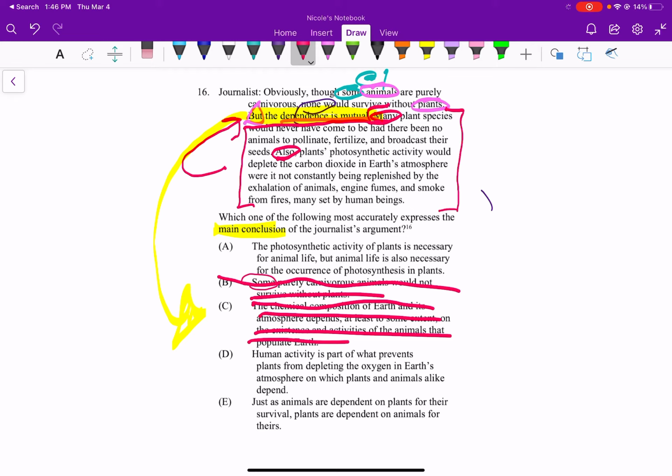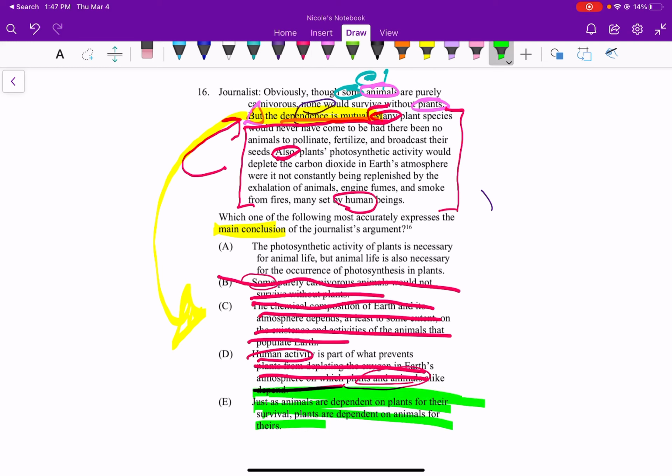D, human activity is part of what prevents plants from depleting the oxygen in Earth's atmosphere on which plants and animals alike depend. All right, cool, we bring up this human activity piece and we mentioned humans at the end, but that's not our conclusion. We're talking about, hey, plants and animals both need each other. So it's not going to be D. And then E, just as animals are dependent on plants for their survival, plants are dependent on animals for theirs. Ooh, I love E. Love E. Because that's way more specific, or more of a direct quote just from our conclusion of who we're talking about. The dependence is mutual.